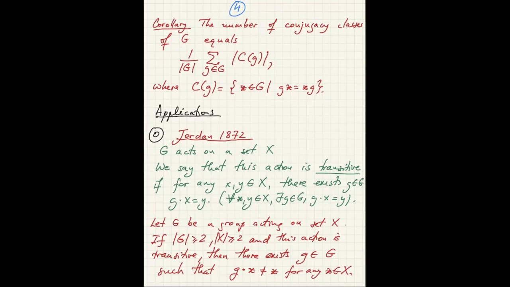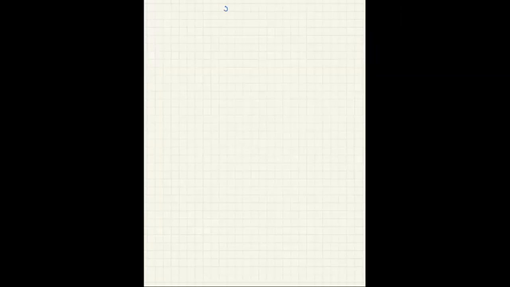Now there's a lot here. Again, transitive means that for any 2 points, there is a group element that maps one into the other. So you have this nice transitive action, and the result is that in that case, there exists some group element that doesn't fix any point. Now, what does it have to do with Burnside's lemma? Well, you can interpret the action being transitive. Let's say G acts transitively on X. That is equivalent to what?